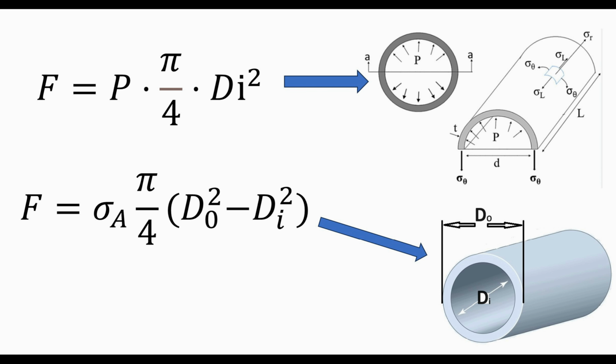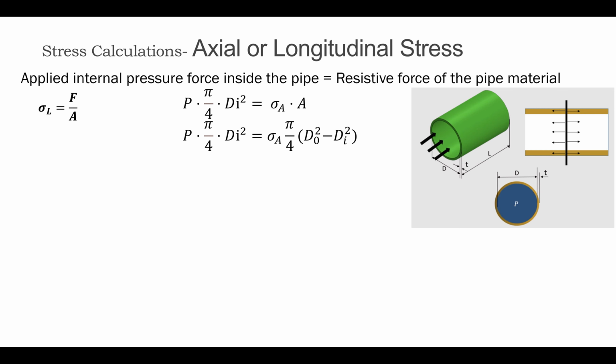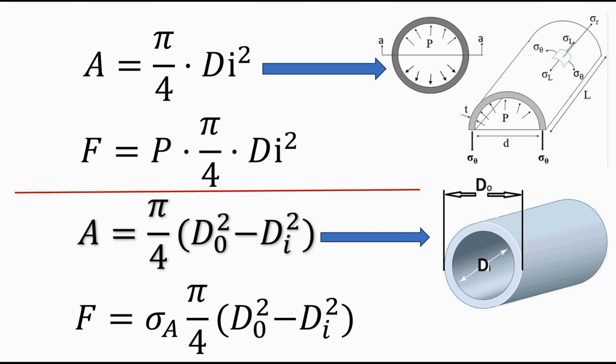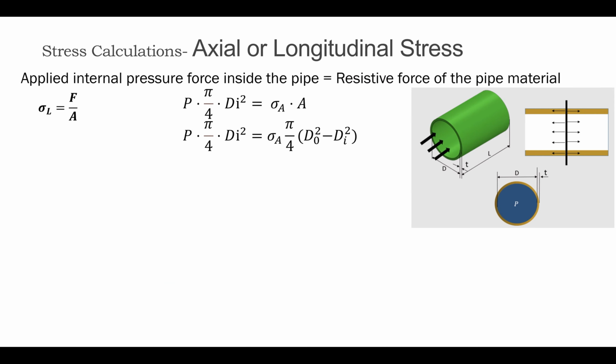Now calculate the pipe resistive force on the right side against the applied force. The longitudinal stress is equal to force divided by the cross-section area of the pipe, so the force is equal to the longitudinal stress multiplied by the cross-section area of the pipe. The cross-section area of the pipe is pi by 4 into dO square minus di square as the area of resistance. Now substitute these two values, the applied force and the resistive force, in the equilibrium equation.